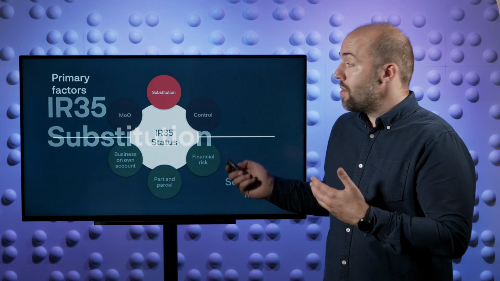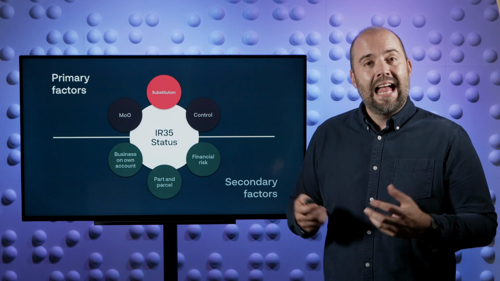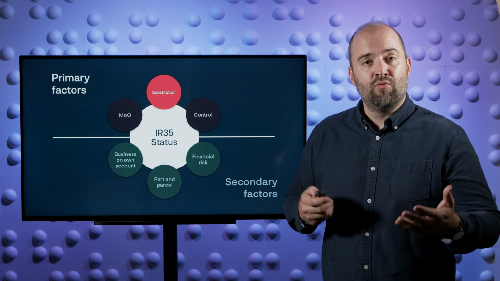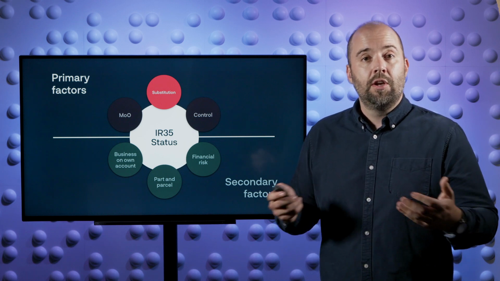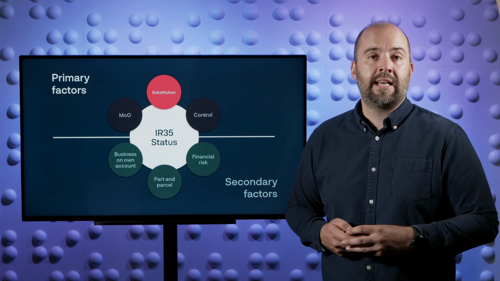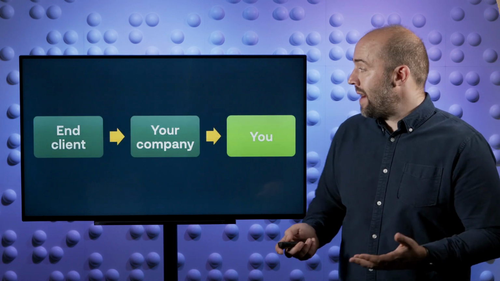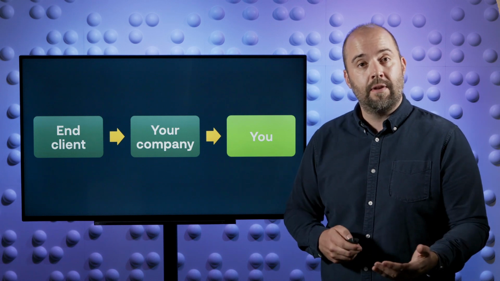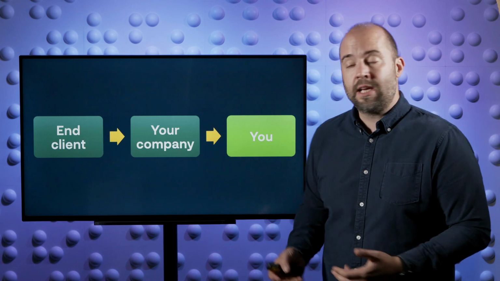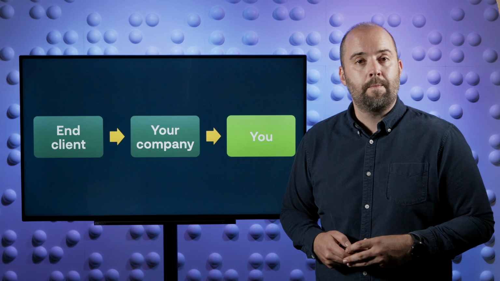Substitution is one of the three primary factors in determining your IR35 status. And substitution is the right and opportunity to send in a short-term substitute should you be unavailable or incapacitated for some reason. In order for substitution to be effective, you set up a relationship between your end client, your company, and yourself, like this. Your client engages your company in a business-to-business relationship, and you're engaged by your company to deliver that piece of work.